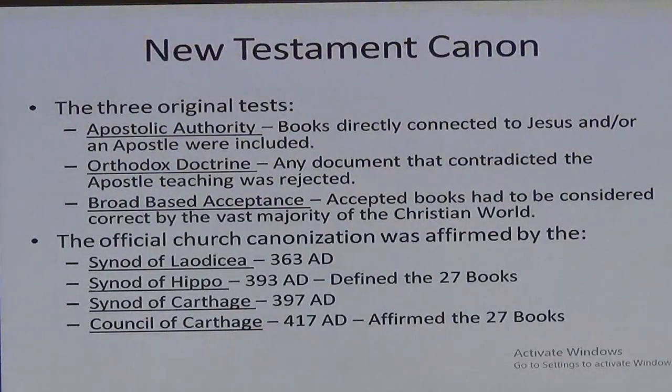Then the Synod of Hippo, that's what it was called. The actual name of the town was Hippolydius. It was somewhere in North Africa. But then they decided, from the ones that were left, these are the 27 that are in. The last three were 1 John, 2 John, and 3 John. There was still a big debate about whether those actually passed the test or not. Then the Synod of Carthage refined that a little bit. And finally, the Council of Carthage, which was the higher church people, affirmed the 27 books that we have today.